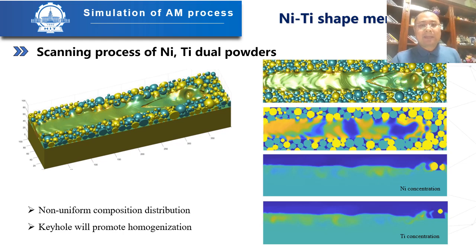Upon close inspection, you will notice that the composition of the printed outcome isn't uniform, compared to scenarios involving pre-alloyed powder. The insights from our preliminary simulation unveil an interesting trend. The presence of a keyhole, in fact, promotes the mixing of different elements by intensifying the dynamics of the melt pool. This enhanced activity leads to a more homogenized distribution of composition.